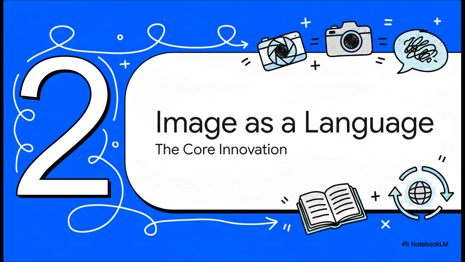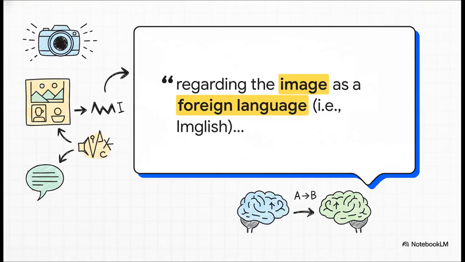This gets us to the core idea behind BEIT-3. And what's so brilliant about it is that the answer isn't more complexity, it's actually simplification. This quote from the paper really says it all. The researchers just decided to treat images as a foreign language, and they even cleverly named it English. So instead of building some brand new, complicated system, they just taught the AI to be a translator between regular old English and this new visual language.